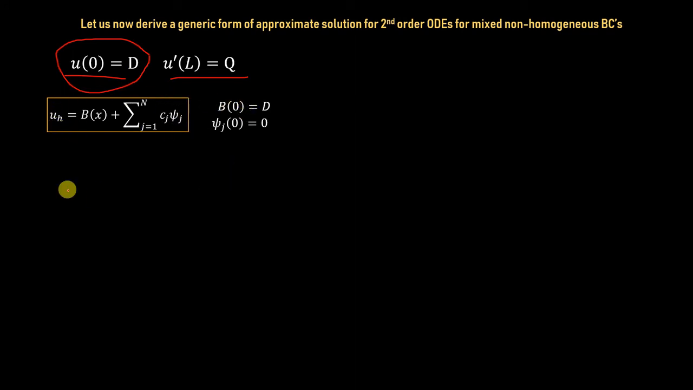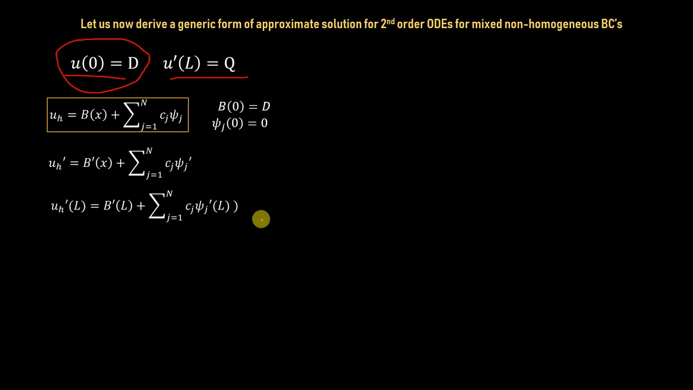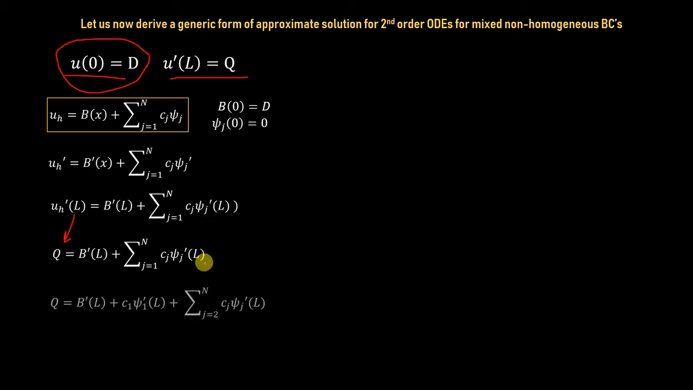Now let us calculate the first derivative of this, and similar to the previous example, we'll separate the C1 and evaluate this expression at L. We know U dash at L is Q, so UH, which is the approximation, should also be Q. So we substitute Q here, and in the next step we take one coefficient out of the summation. That's why the summation is from 2 to n now. Now we can represent C1 as a function of Q and the rest of the Cjs.